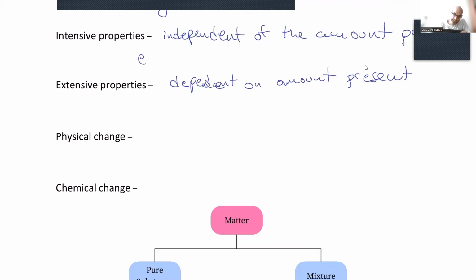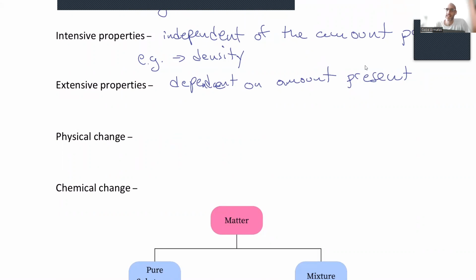The examples that I can give you for an intensive property. Okay, so intensive property, independent of the amount present, the best example is density. Okay, so density doesn't matter how much you have. If I have 1 liter of water or 4 billion gallons of water, the density is always going to be 1 gram per milliliter. The density is always the same. If I have 1 ounce of gold or 2 tons of gold, the density will always be the same. Okay, so that's an intensive property.